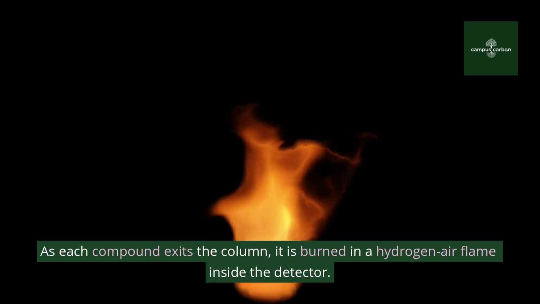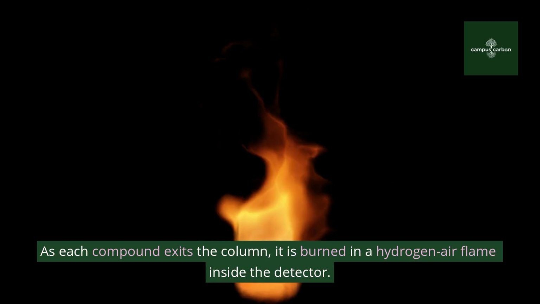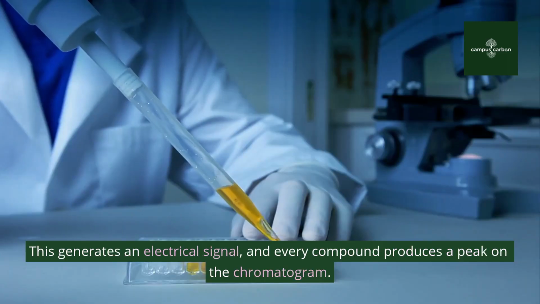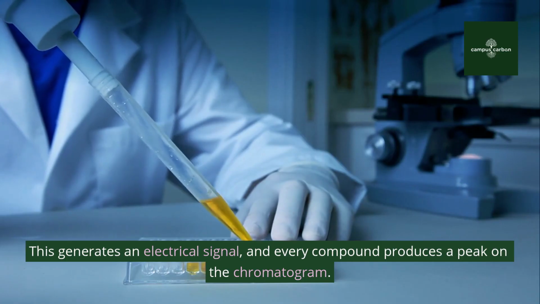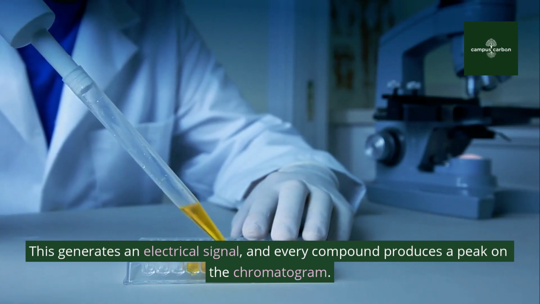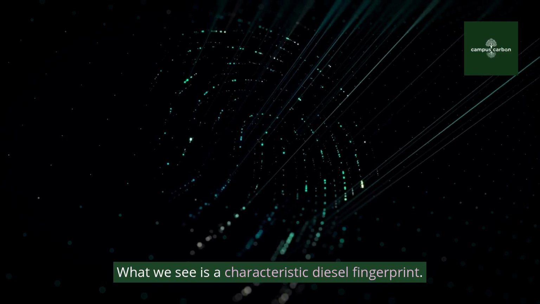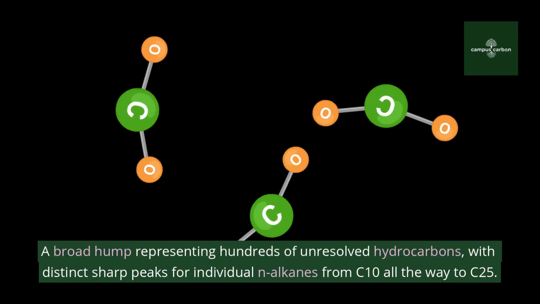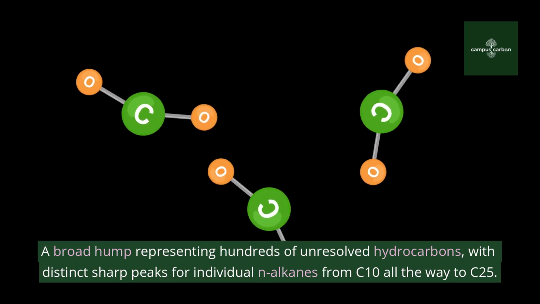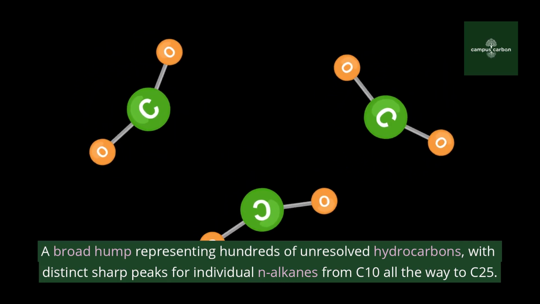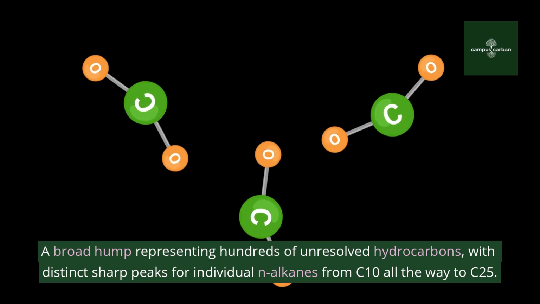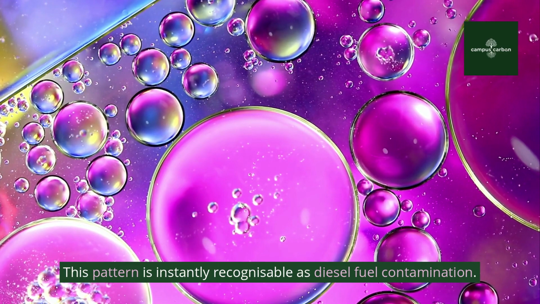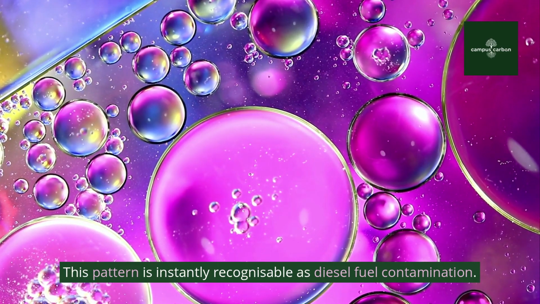As each compound exits the column, it is burned in a hydrogen-air flame inside the detector. This generates an electrical signal, and every compound produces a peak on the chromatogram. What we see is a characteristic diesel fingerprint, a broad hump representing hundreds of unresolved hydrocarbons with distinct sharp peaks for individual n-alkanes from C10 all the way to C25. This pattern is instantly recognizable as diesel fuel contamination.